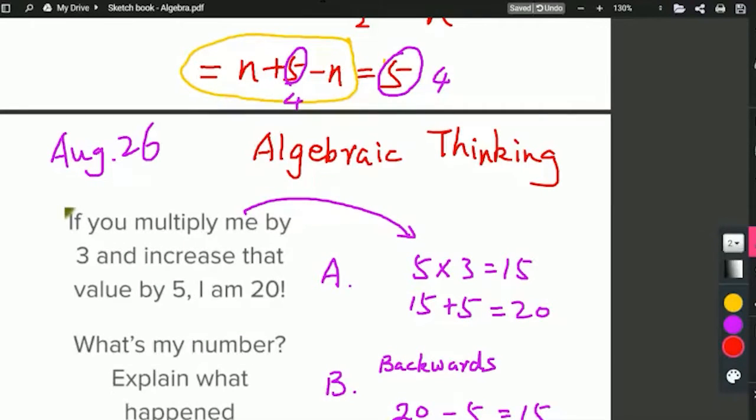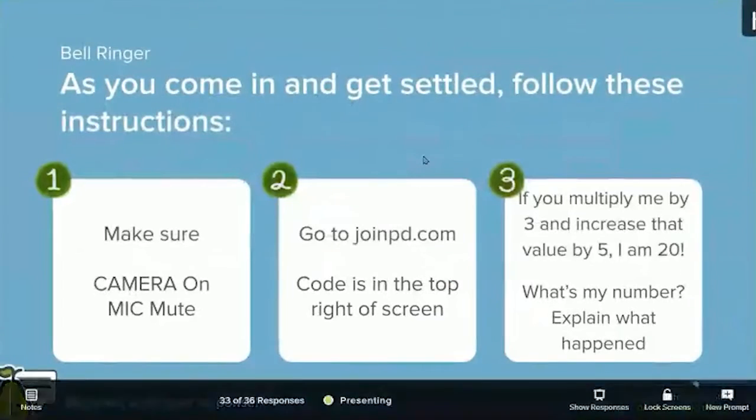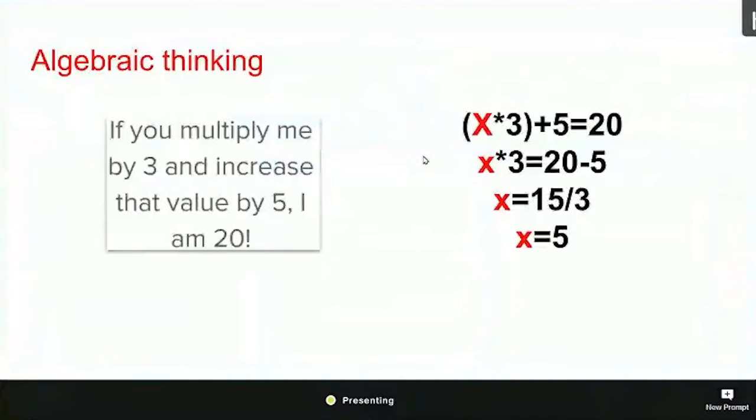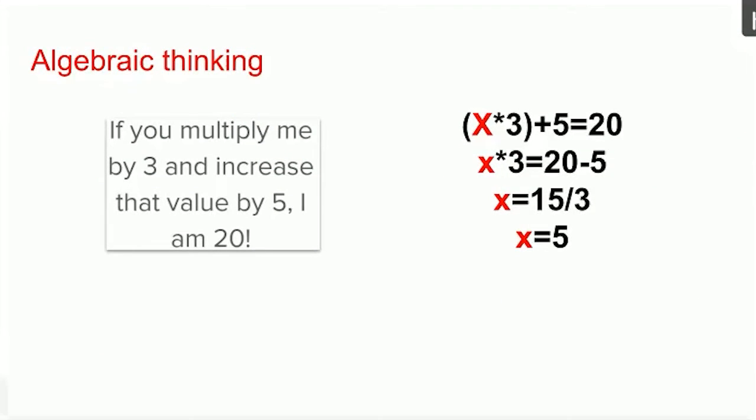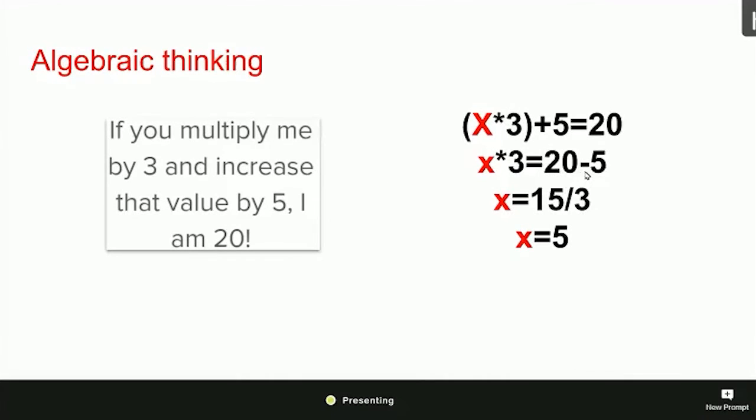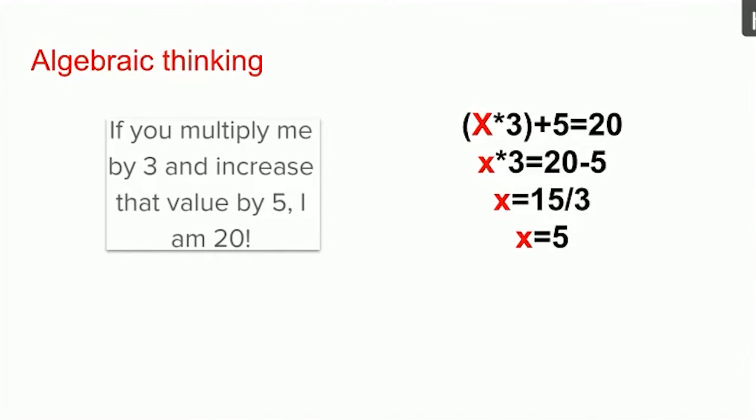So let me explain to you. Let's consider this question from a different approach. If you multiply me by 3 and increase that value by 5, I am 20. And some people say, okay, let's do 20 subtract 5, and then let's do 15 divided by 3. Then we find out 5 is the number. Well, you are actually using algebraic thinking before you even know it.